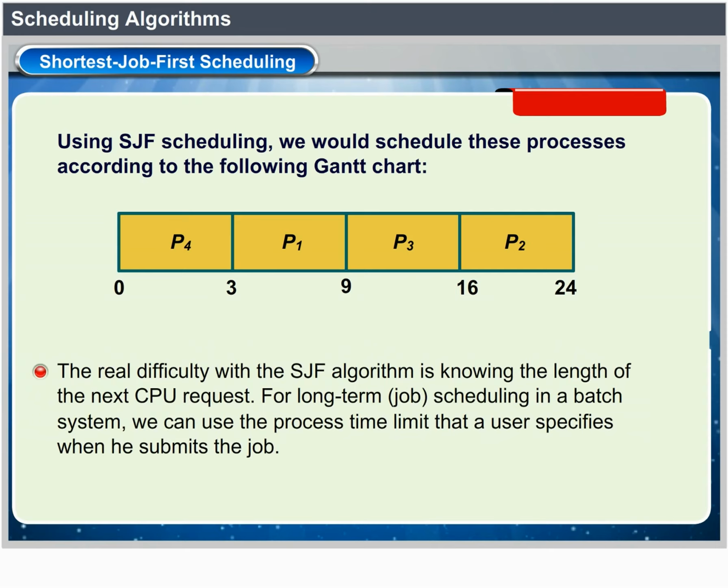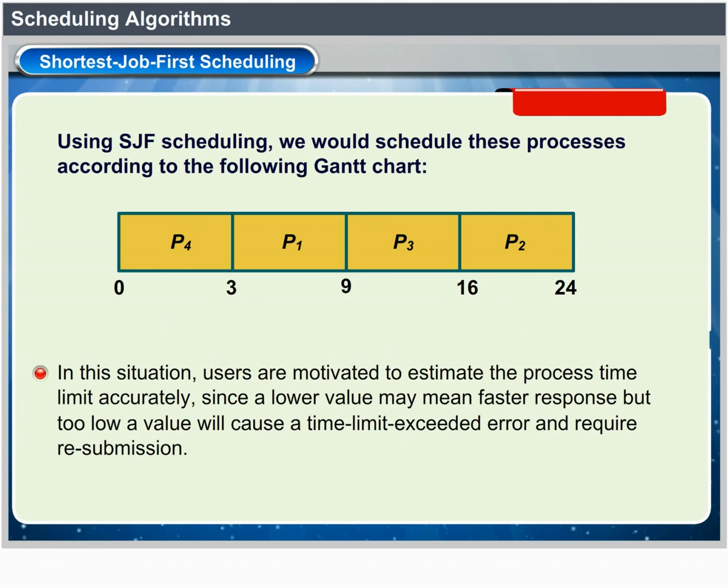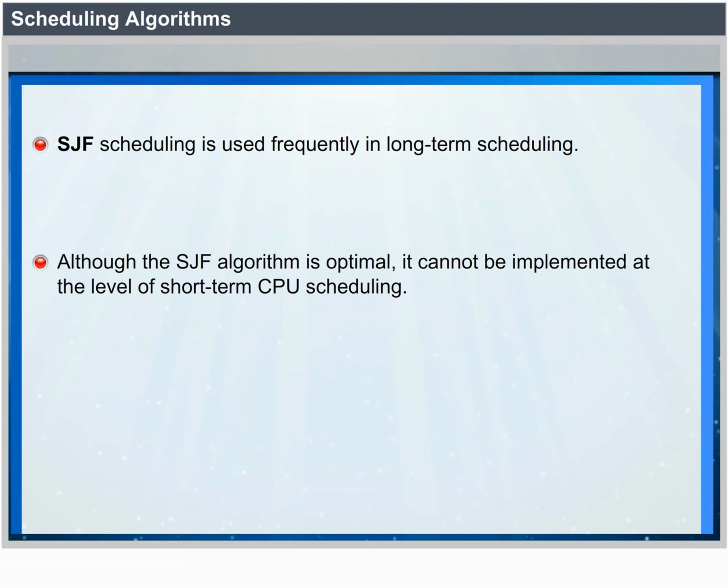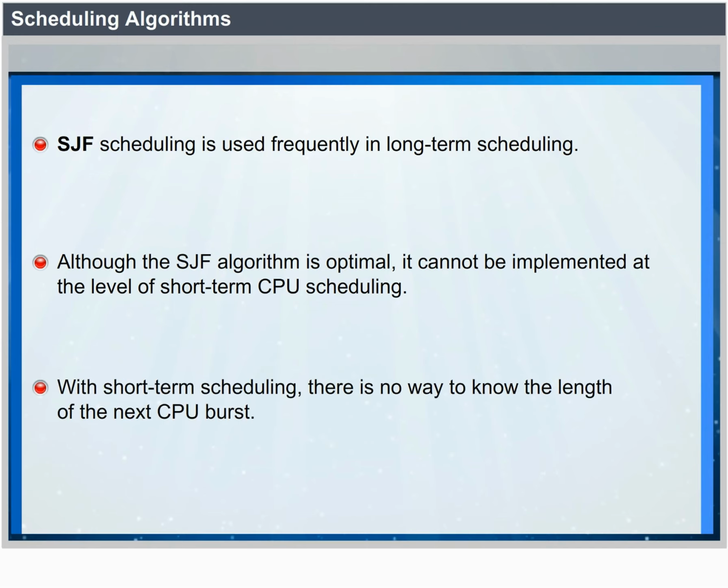For long-term job scheduling in a batch system, we can use the process time limit that a user specifies when he submits the job. In this situation, users are motivated to estimate the process time limit accurately, since a lower value may mean faster response, but too low a value will cause a time limit exceeded error and require resubmission. SJF scheduling is used frequently in long-term scheduling. Although the SJF algorithm is optimal, it cannot be implemented at the level of short-term CPU scheduling. With short-term scheduling, there is no way to know the length of the next CPU burst.